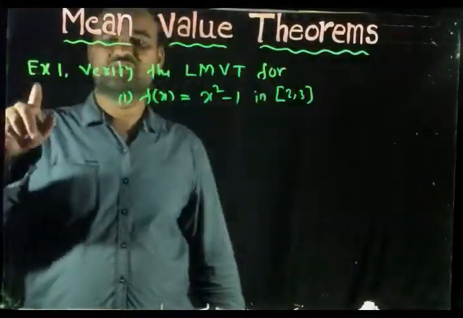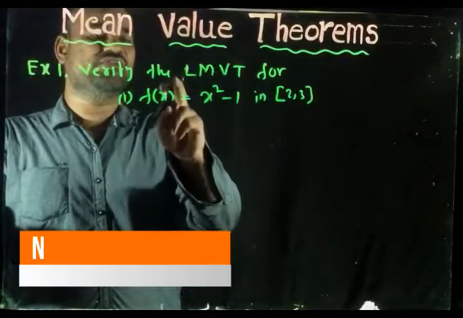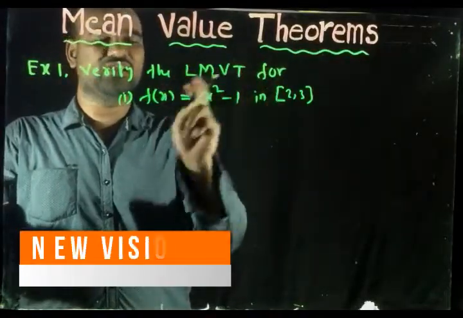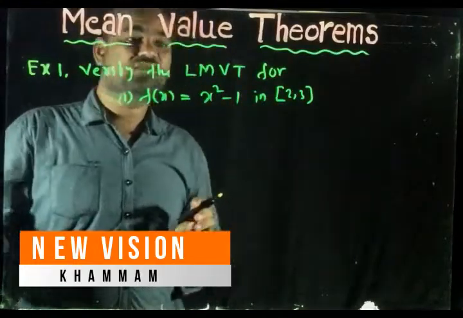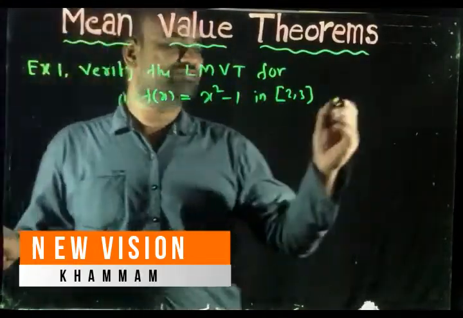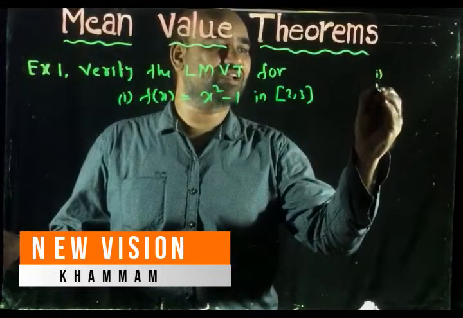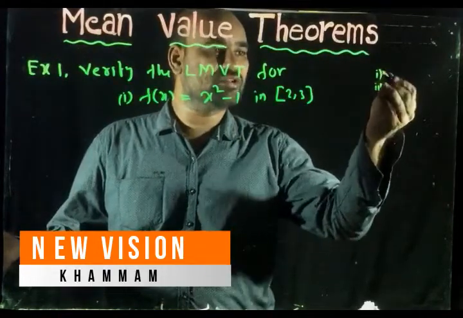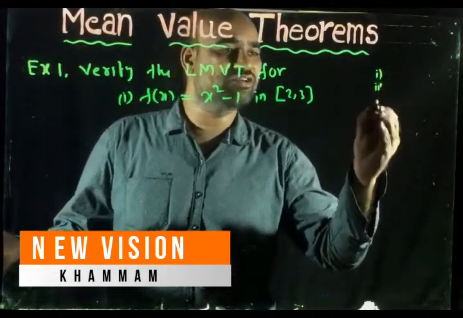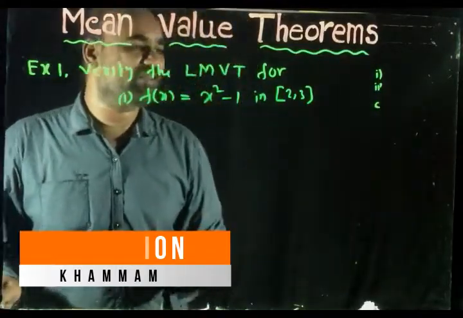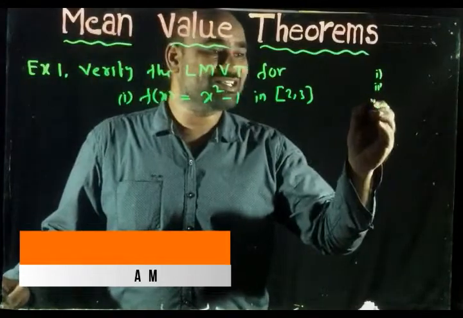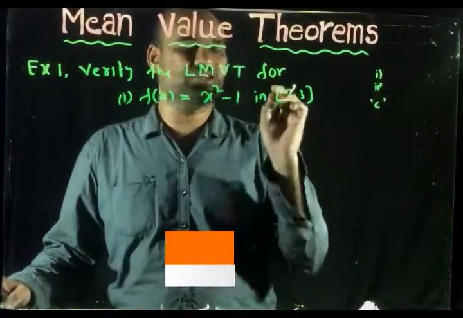Okay, students. Example 1. Verify the LMVT for f(x) = x^2 - 1 in this interval. So you want to verify. How to verify? First of all, you check condition 1 and condition 2. If both are satisfied, next we also need to check the third one: such a c with f'(c) = (f(b) - f(a))/(b - a). We need to check whether such a c exists or not.